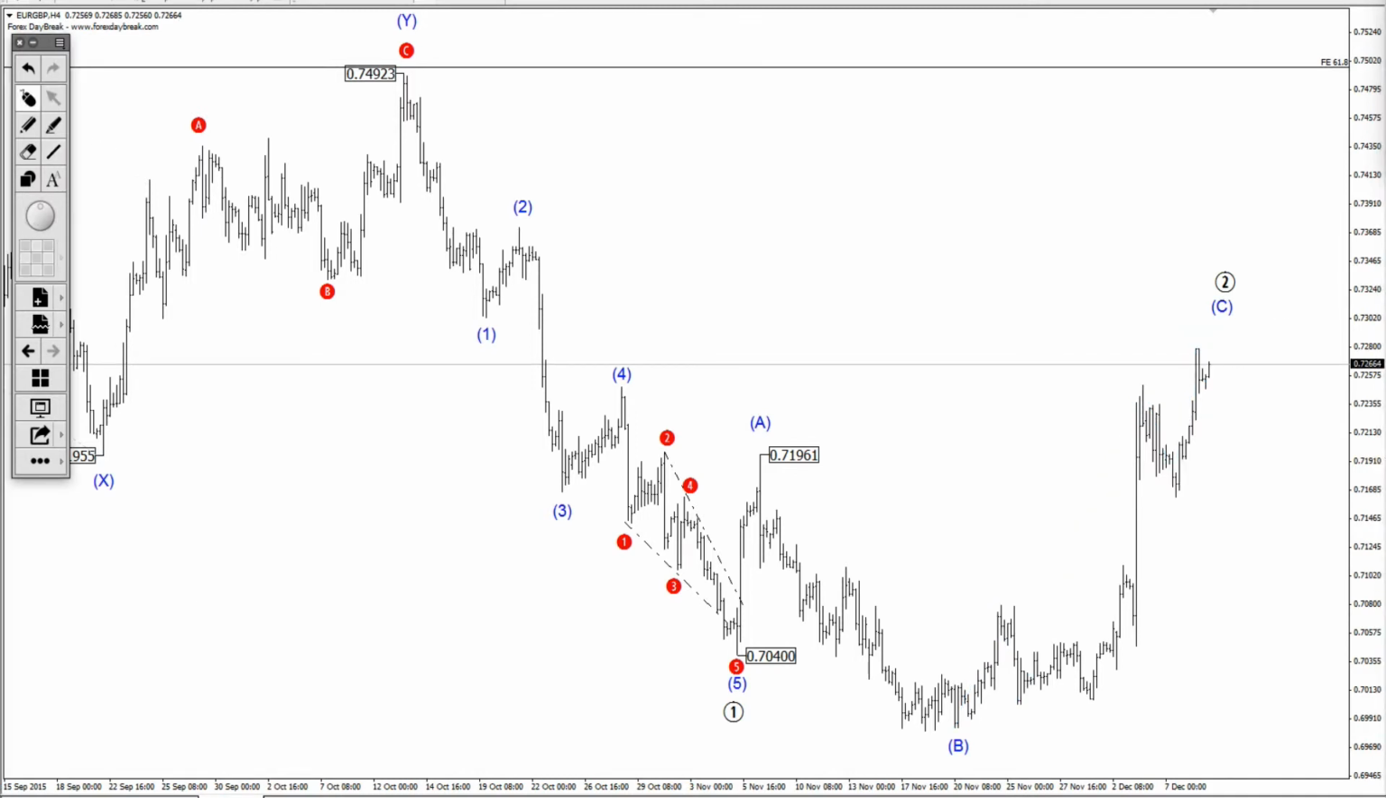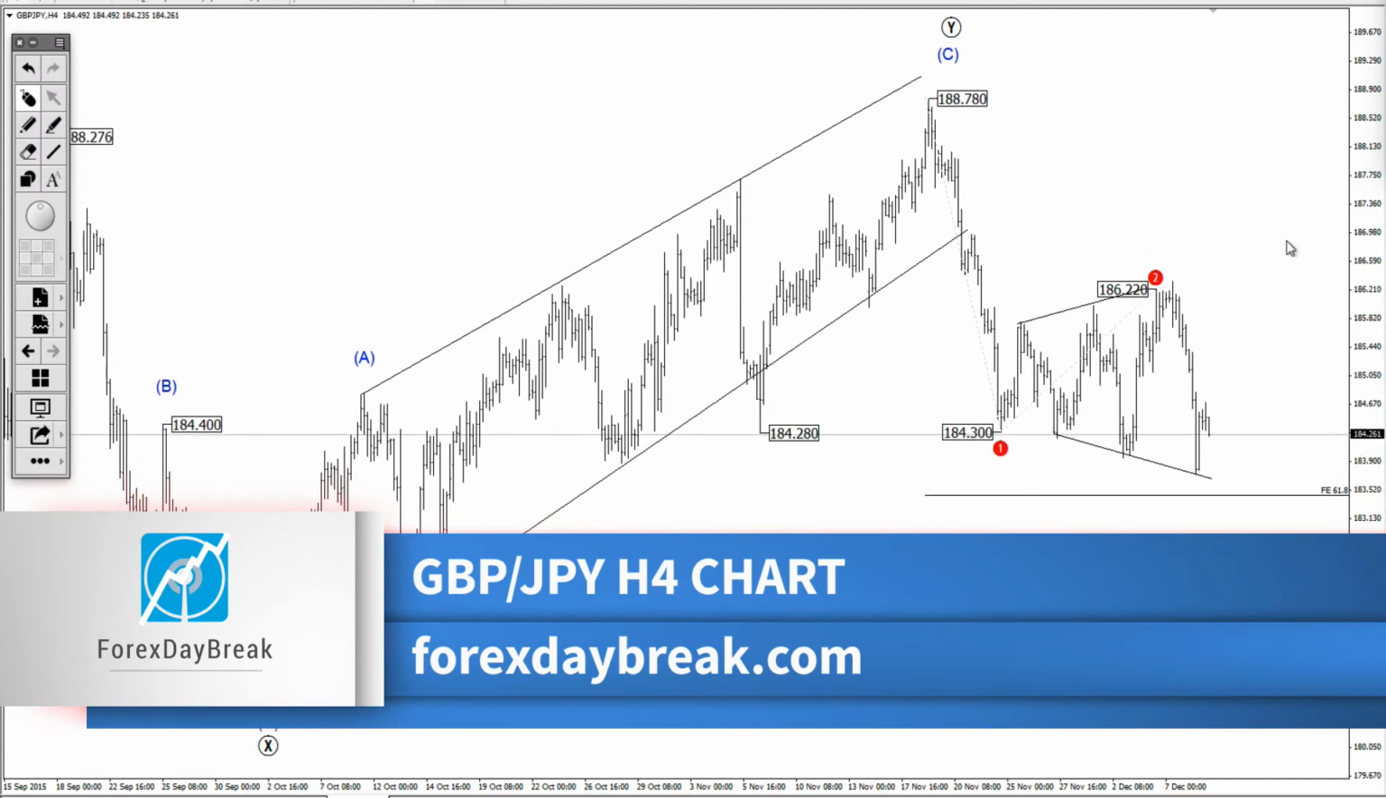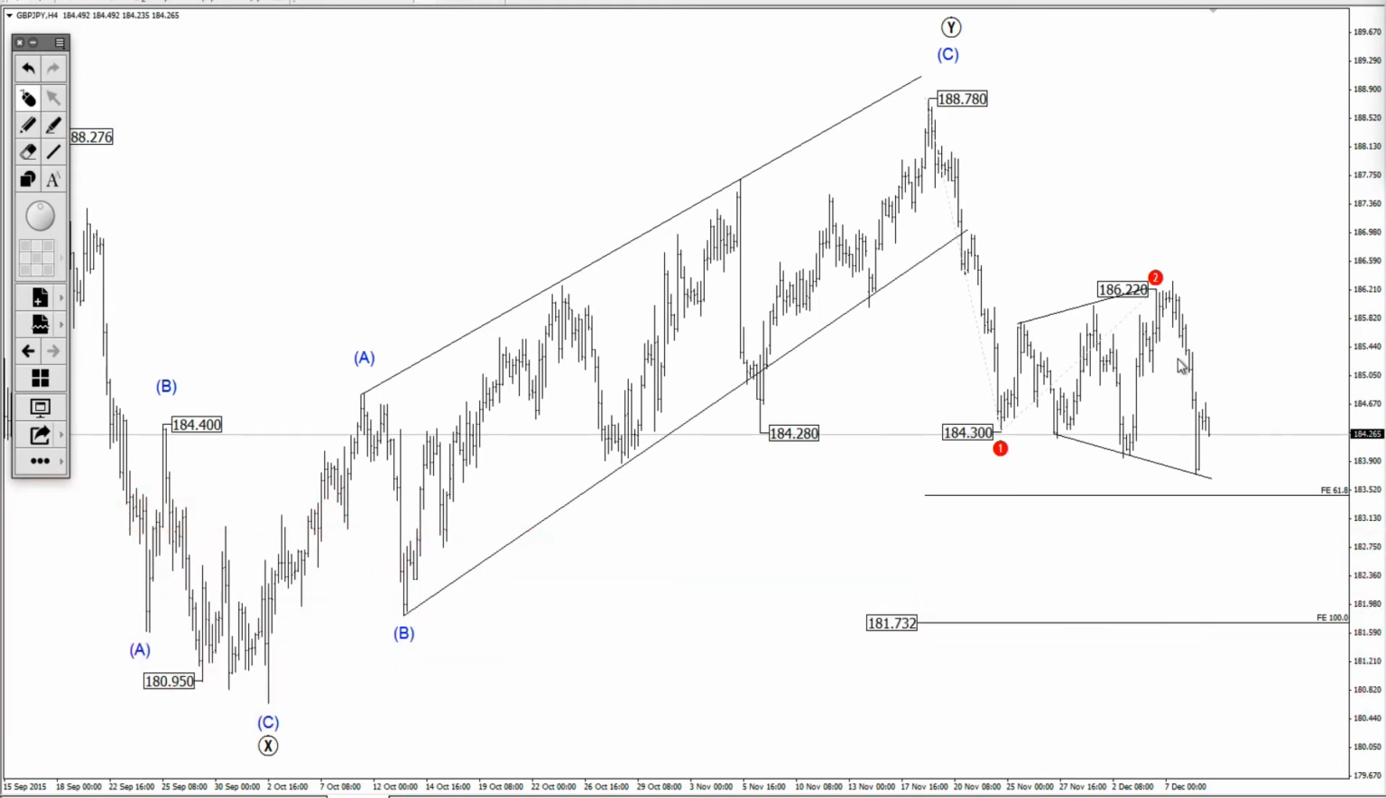Alright, let's see pound yen. Also a trade setup has been made here. Yesterday I traded this pair, or we traded this pair in my signal group. So I think we got 125 pips out of this pair. Yesterday was a good day.